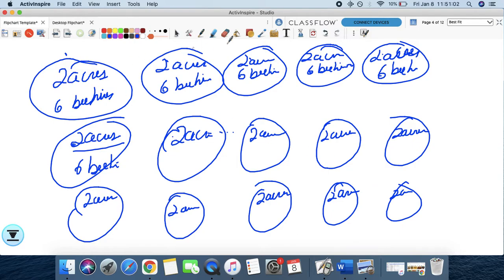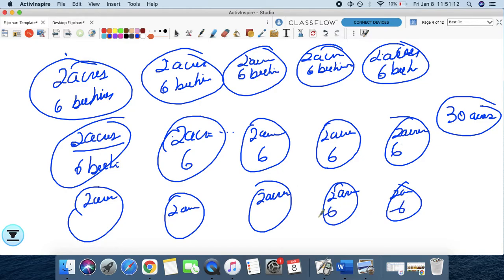So if we sumamos todos los acres, hay 30 acres de tierra. ¿No? 30 acres. ¿Y cuántos beehives hay? ¿Cuántas cositas de abejas tenemos? Tenemos que sumar todos los 6, ¿no? 6 más 6 más 6 más 6 más 6. How many 6? There's 15. Hay 15 6. So if you multiply 15 times 6, hay un total de 90 beehives. So 30 acres, teníamos que poner 90 beehives.